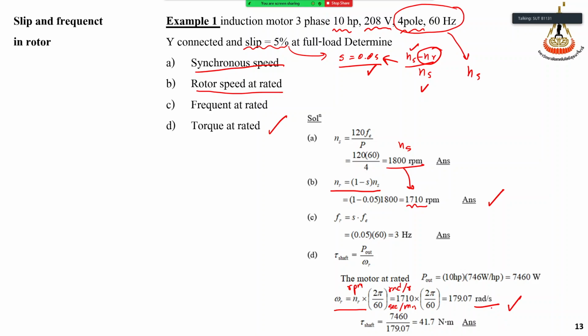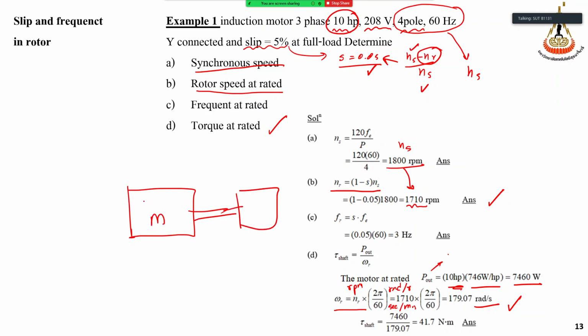And what is the power output? In fact, we don't know the power output directly, but 10 horsepower means power output. Therefore the power output is 10 horsepower multiplied by 746 watts per horsepower, which is 7,460 watts. This is the power output. When we have a motor, if it says this motor is 10 horsepower, it means output.